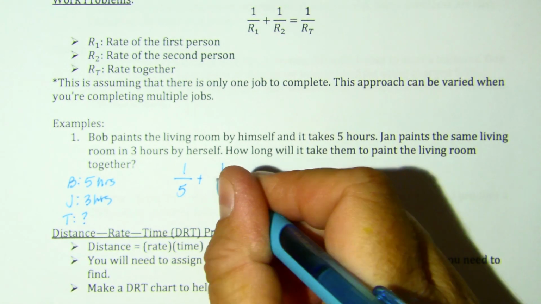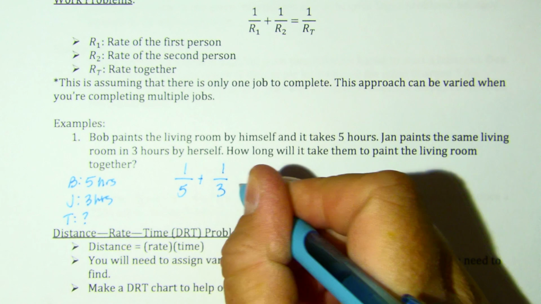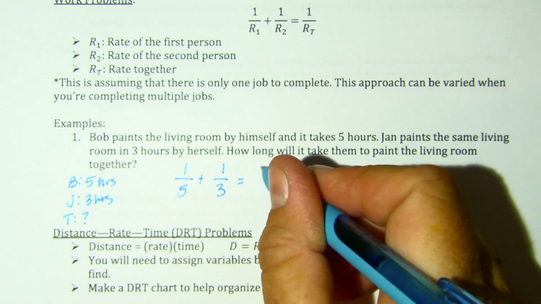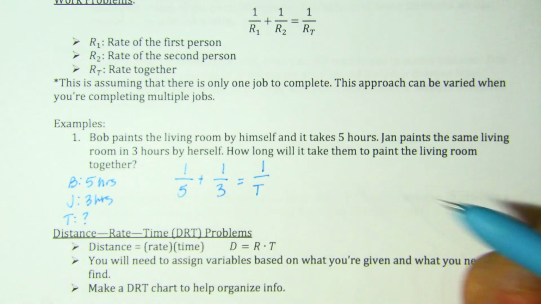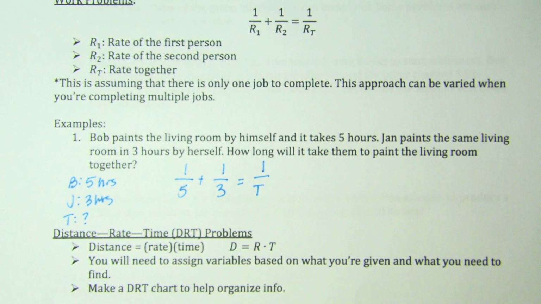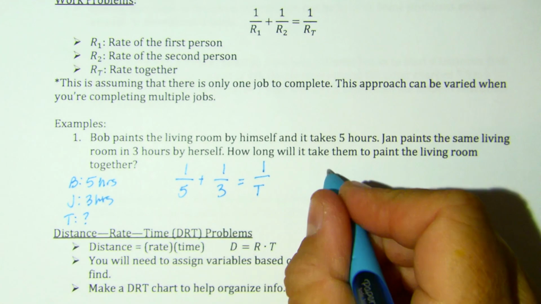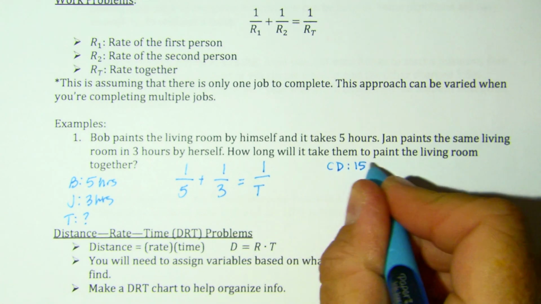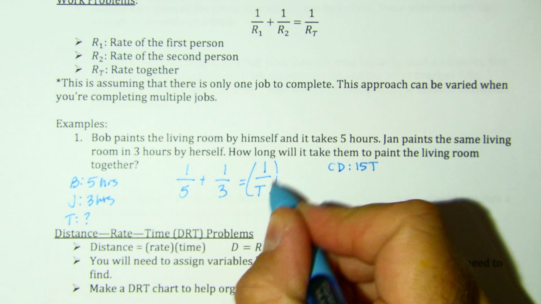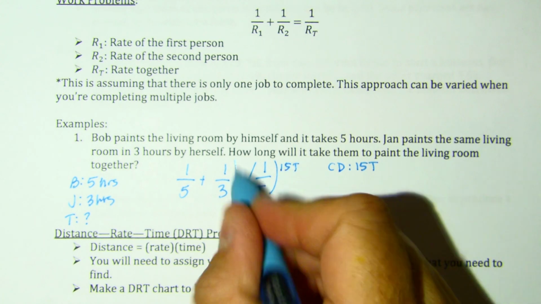Jan does 1 living room in 3 hours. We want to find out how long it would take them to paint 1 living room together. So I have 3 denominators here. The common denominator among all 3 would be 15t. And I'm going to multiply both sides of the equation by that.